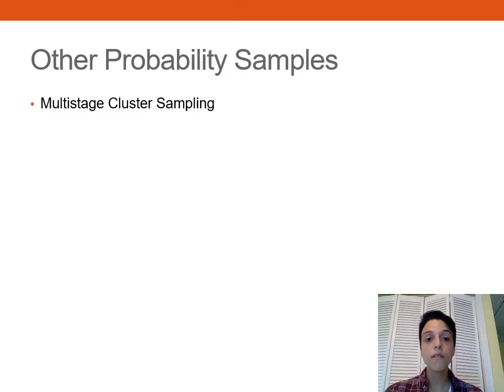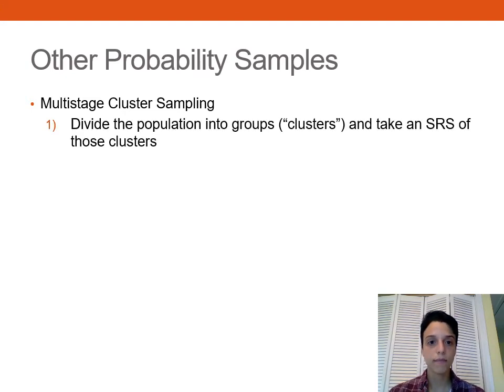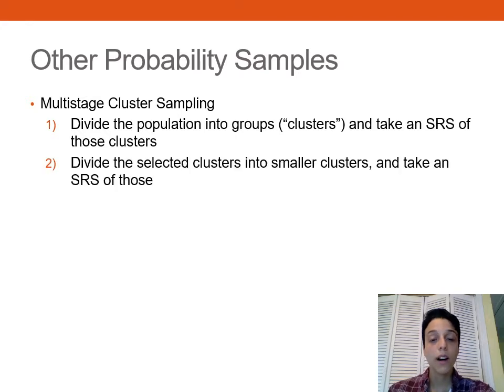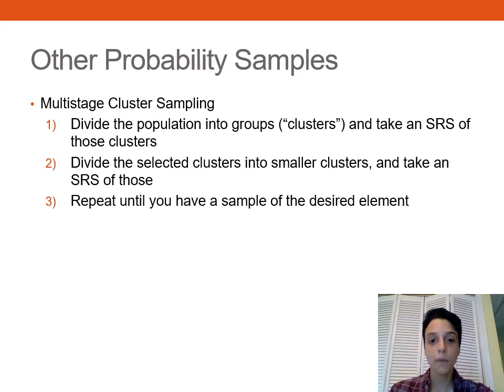We're going to talk about one final kind of probability sample here that's used really, really commonly in poll and survey research. And this is something called multi-stage cluster sampling. In order to do this kind of sampling, the population is divided into groups or clusters, and a simple random sample is taken of those. Of the sampled clusters, each of those is then broken down into smaller clusters, and a simple random sample is taken of those. And you finally repeat until you're at the level that you want for the desired element.